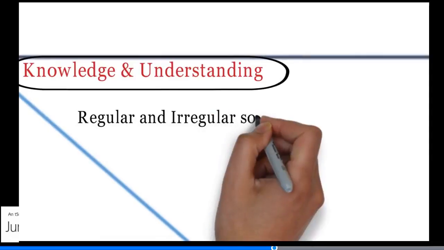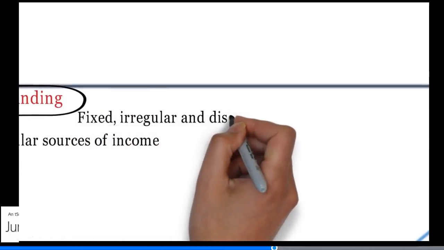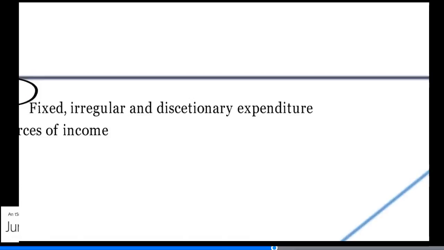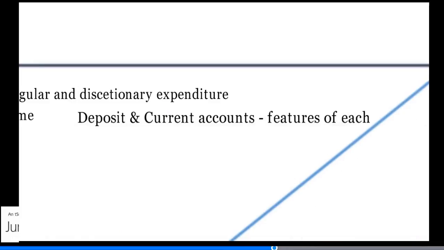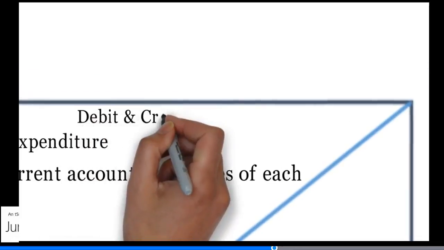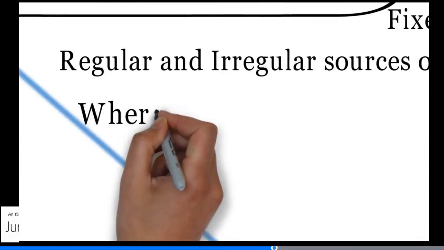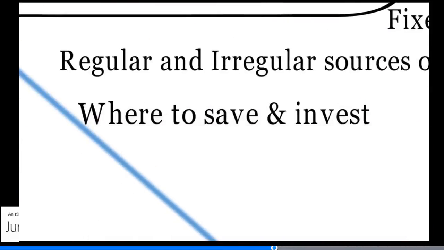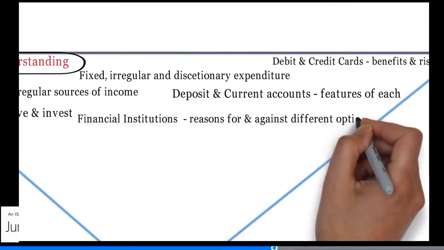Regular and irregular sources of income. Fixed, irregular, and discretionary expenditure. Deposit and current accounts and the features of each. Debit and credit cards, the benefits and risks of each. Where to save and invest. Financial institutions, reasons for and against different options.